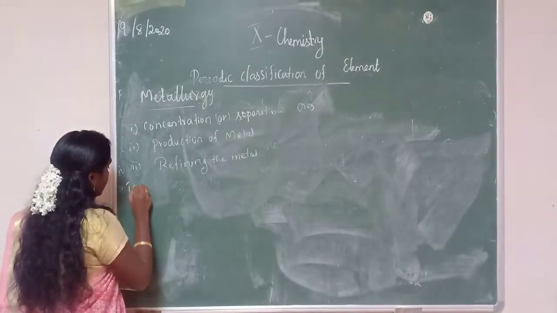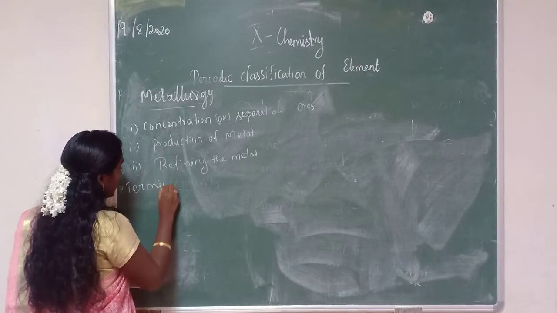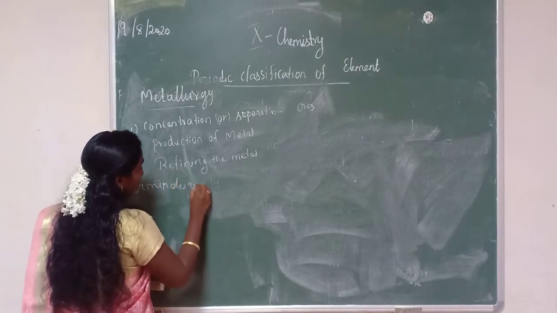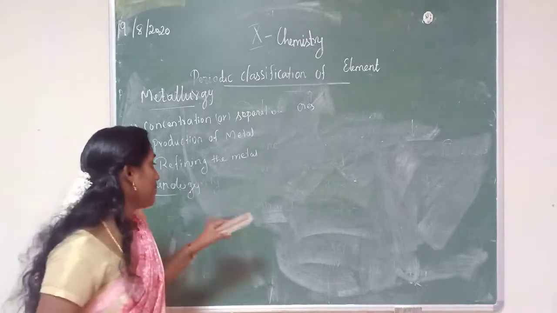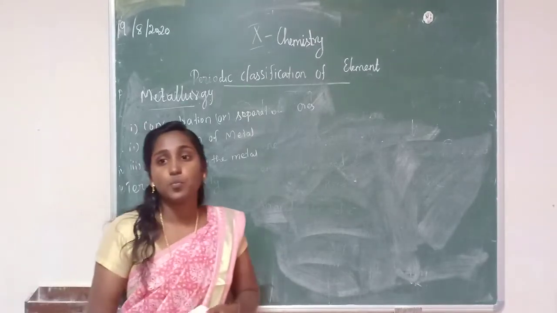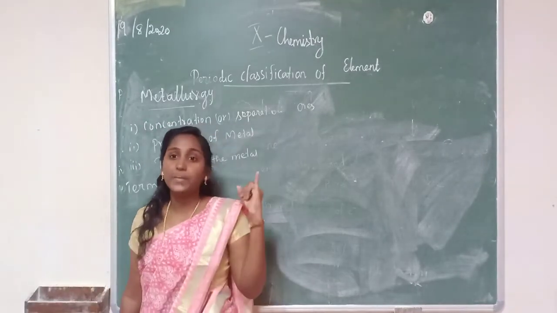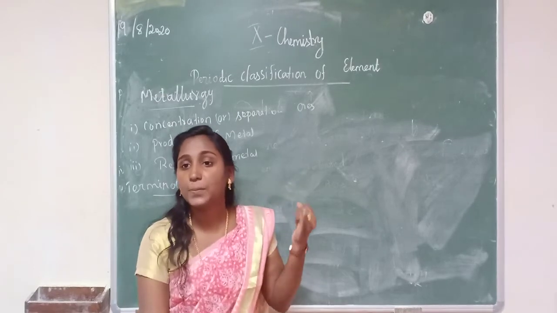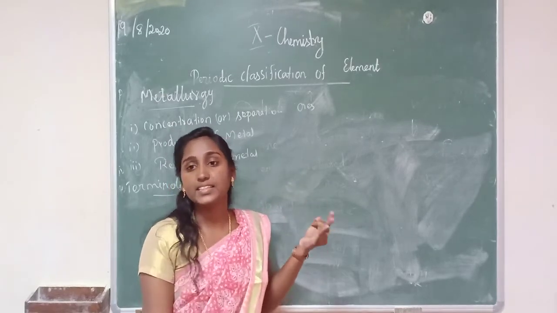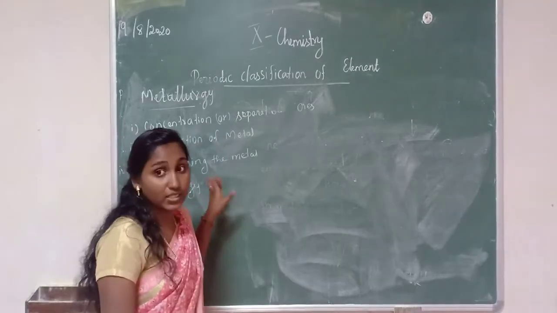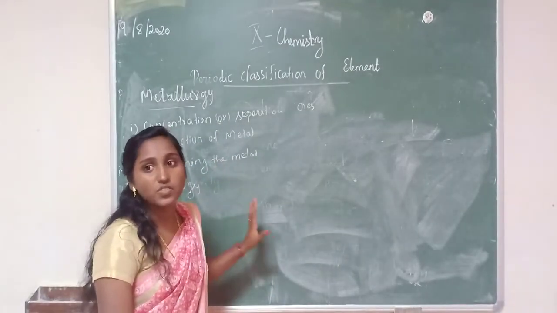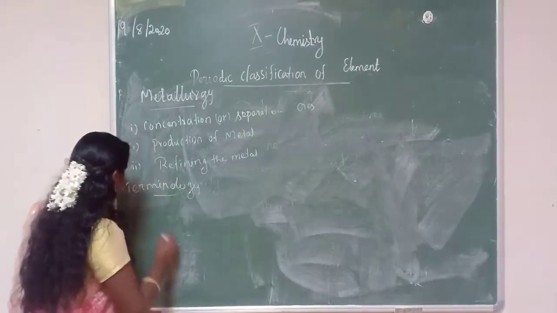terminologies. Several terminologies we are using in this metallurgy. Here we mostly use the words minerals, ores, minings. In this terminology, 5 or 6 words we are using. So we can see that.